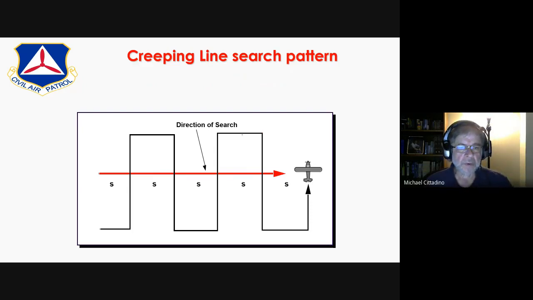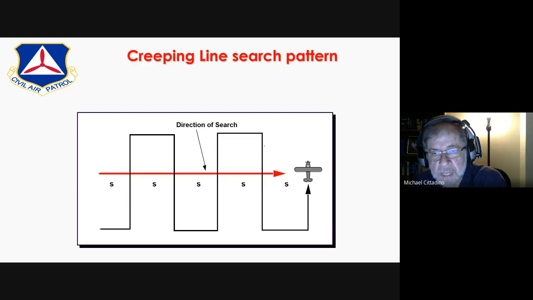And again, we're doing the same thing. We're going to enter this at some point. We're going to do typically one scanning range distance between legs, so that on the left and right side of the aircraft, depending upon which side of the leg we're doing, the scanner or observer can look out one half a scanning range.